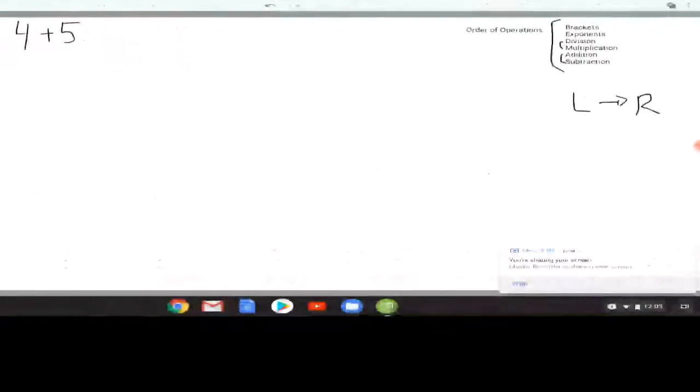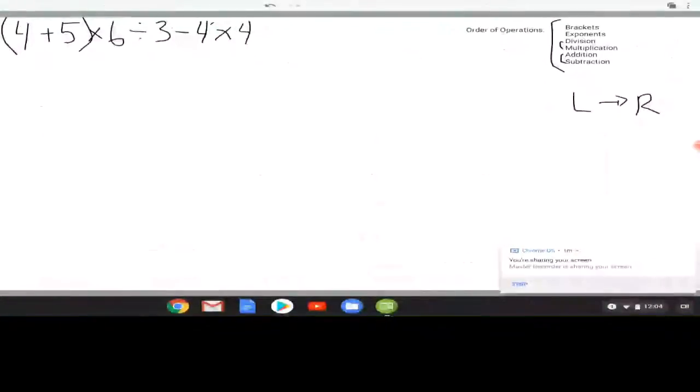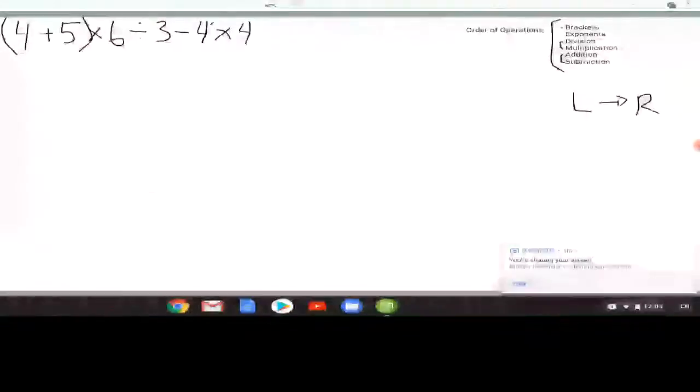So if we look at the question, 4 plus 5 times 6 divided by 3 minus 4 times 4. It might look a little long to start off with, but it's okay because we're going to follow our order of operations. So first, forgot to put the brackets on there. First we look, do we have brackets? Yes, now that I've added them on there, we do have brackets.